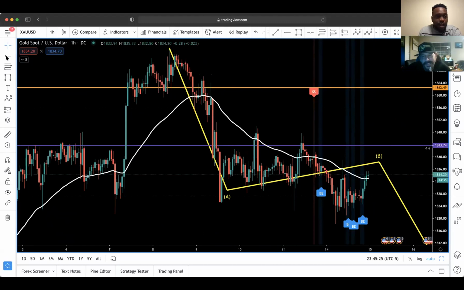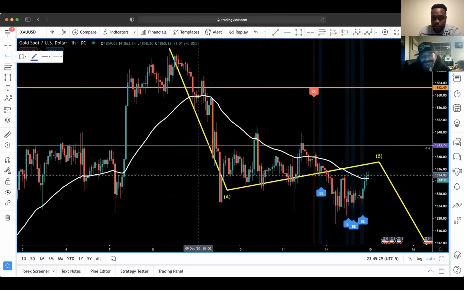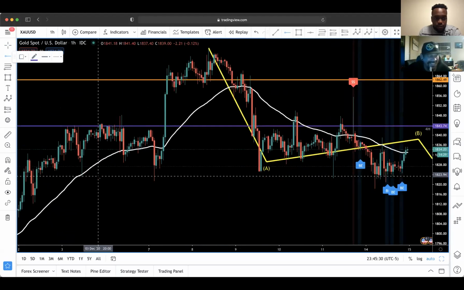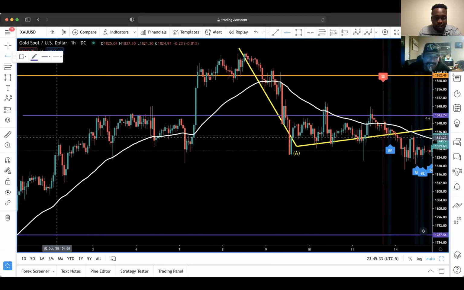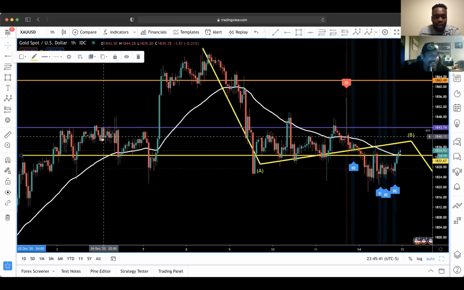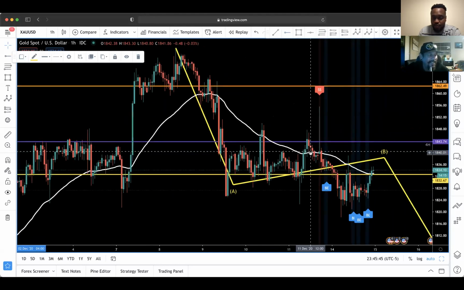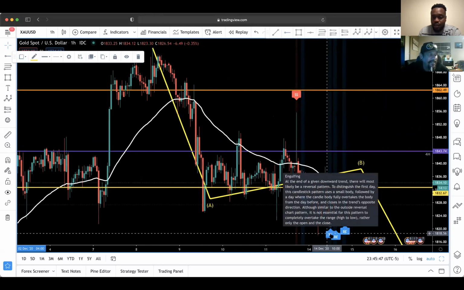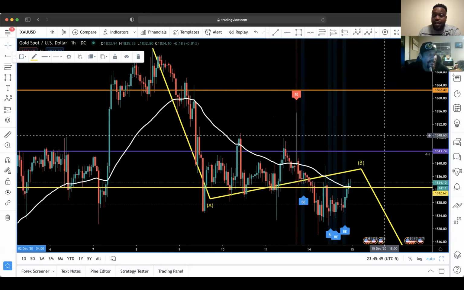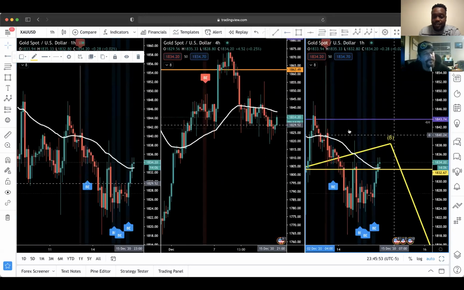Now, I do want to do this though. You see this high right here, right? At this wick. I do want to see how price is reacting to it. We've got bullish engulfing, bullish engulfing, bullish engulfing. If I'm looking to go short, guess what? This is what I want to see.